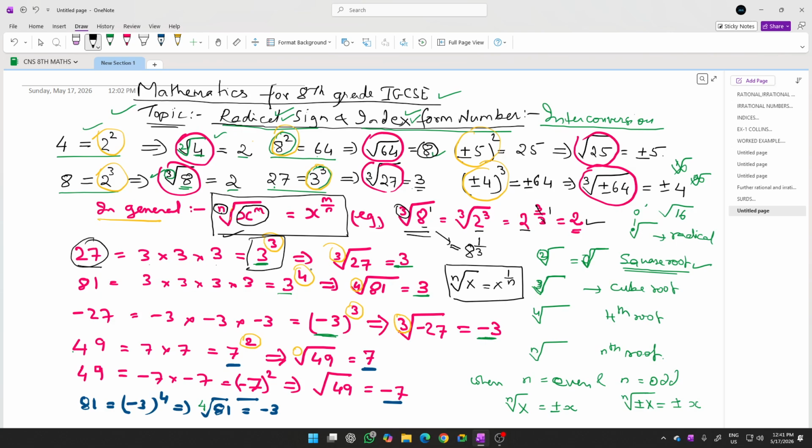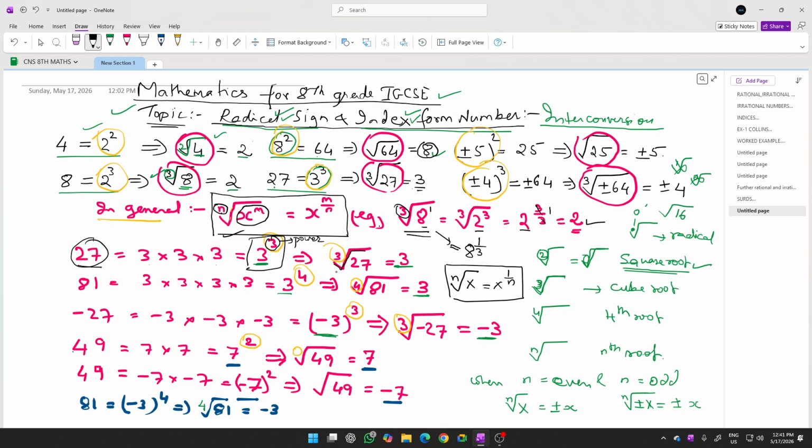Now the same thing I am going to write in the radical form. Now see, this index form I'm converting into radical form. So first step, you have to draw the radical sign. Now in the gap of this radical sign, inside this gap, you have to place the power or the index, you can say. So that is why I have put this 3 over here.